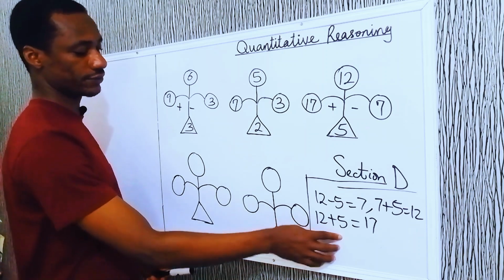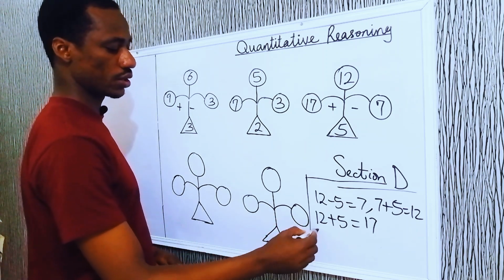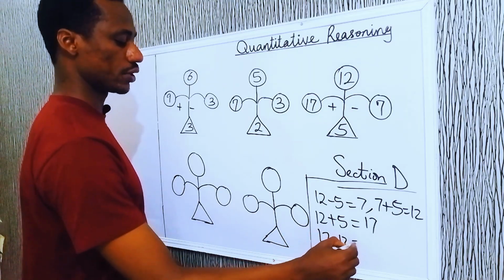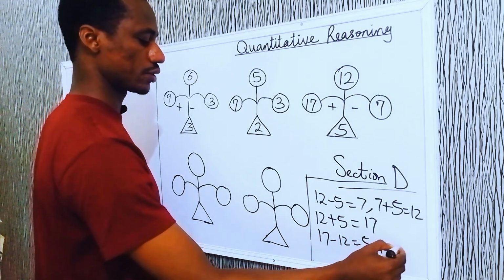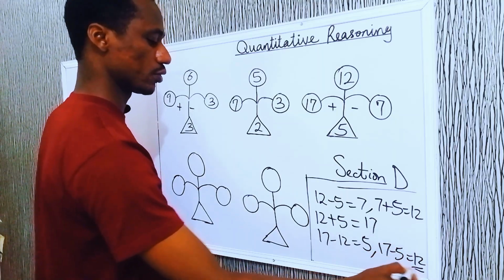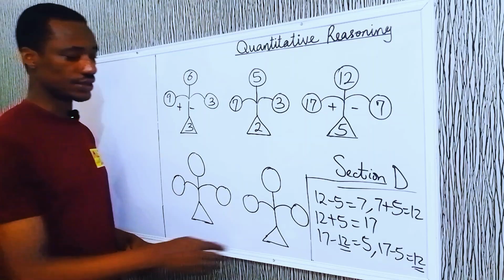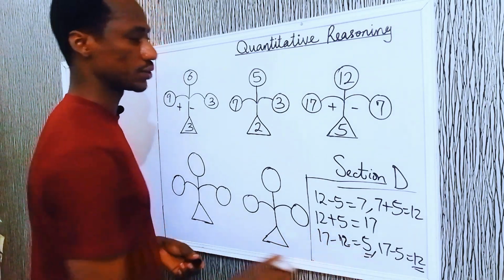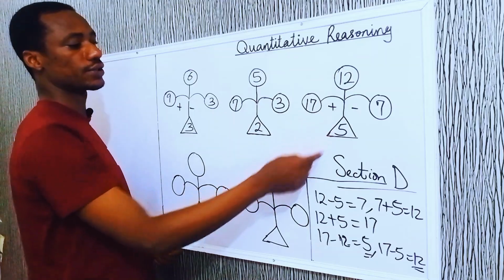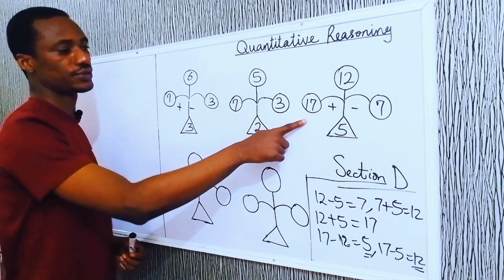Let's find 5. So to get our 5, we will have to do 17 minus 12, and that will give us 5. We can also do 17 minus 5, that will give us 12. So there are different ways to get our answers. This is 12, sorry. All right. So this is 12 minus 5, 7. 12 plus 5, 17. All right.